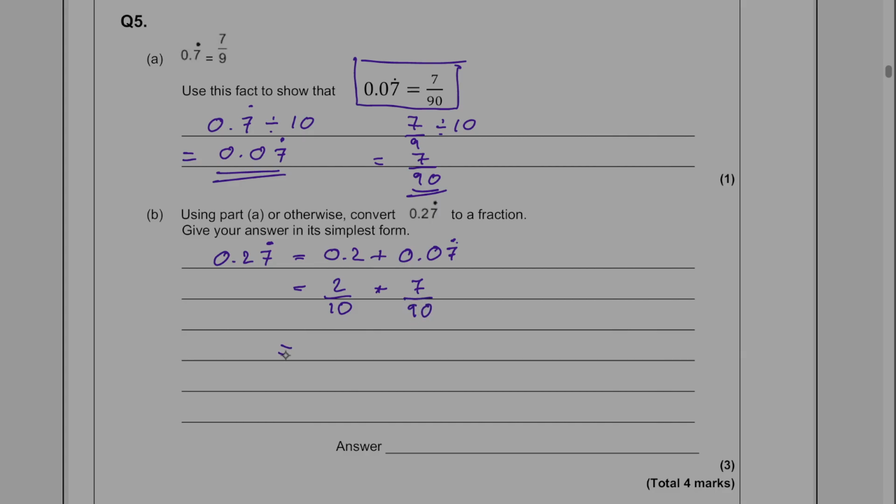Right. We can't add these fractions as they appear at the moment because we can only add them when they've got the same denominator. So I'm going to put the denominators to 90 for both, and I'm going to put them over the same denominator at the same stage. So to do that, I need to times this by 9, so that's going to become 18 plus 7, which is going to give us 25 over 90.